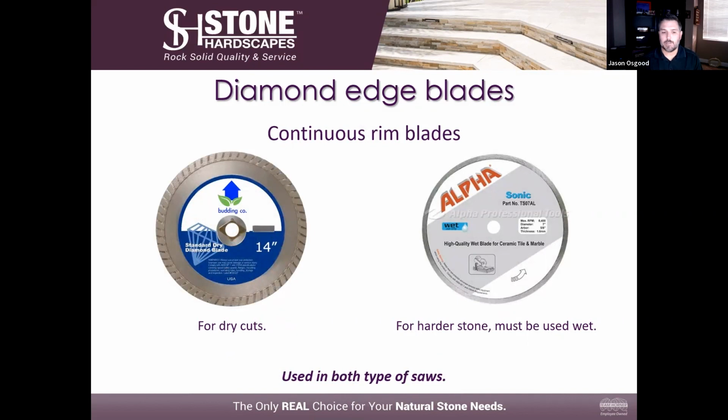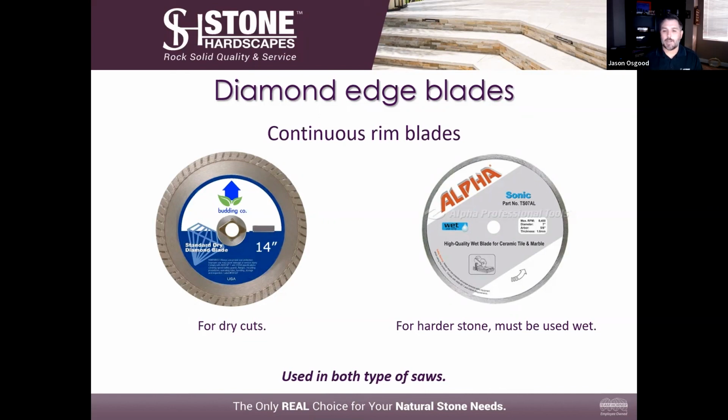There are no segments in the blade. There's 2 different types of those. There are slotted continuous rim blades, which you see on your left, typically used for dry saws, and there are flatter continuous rim blades for harder stone, which must be used for a wet saw. The difference really between these is that they will all cut the stone, but it's the difference between taking a serrated knife and cutting a piece of paper or taking a razor blade and cutting a piece of paper.